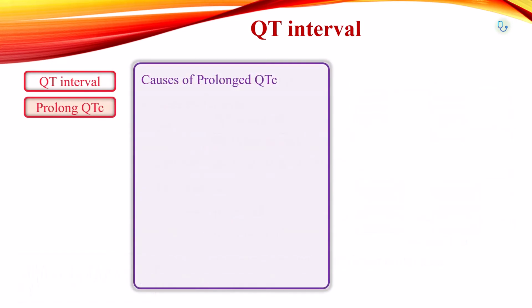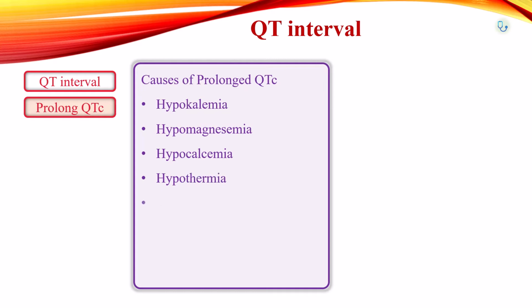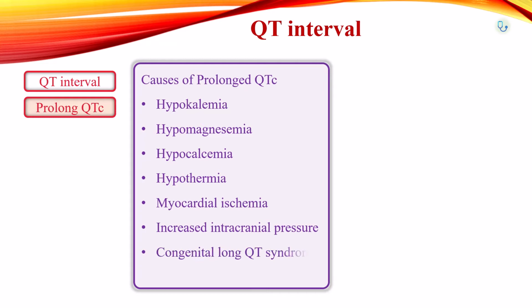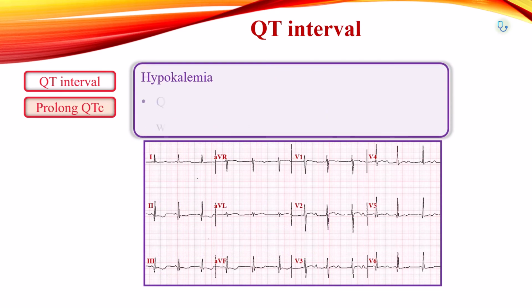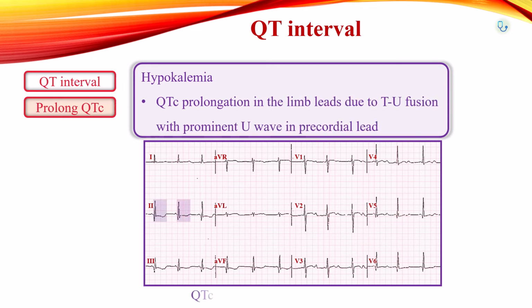Prolonged QT interval is observed in electrolyte abnormalities such as hypokalemia, hypomagnesemia, hypocalcemia, hypothermia, myocardial ischemia, increased intracranial pressure, and congenital long QT syndrome. Several medications can also cause prolonged QTc interval. Hypokalemia causes apparent QTc prolongation in the limb leads due to fusion of T wave and U wave. Prominent U waves can be observed in the precordial leads.